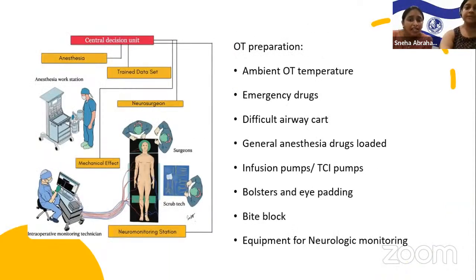We prepared the OT by maintaining ambient OT temperature. Emergency drugs were kept ready. Difficult airway cart was kept ready. General anesthesia drugs were loaded and kept ready. Infusion pumps, bolsters and eye padding, and equipment for neurologic monitoring were kept ready.